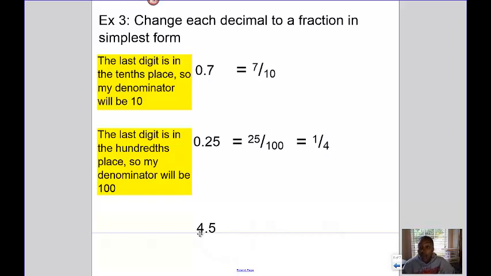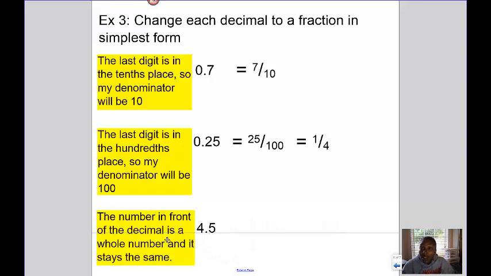Sometimes you will have a number in front of and behind the decimal. In that situation, that means you're actually going to have a mixed number. So the number that's in front of the decimal is going to remain the same, and it's going to be the whole number. And then the number that's behind the decimal is going to be my fraction. So now I'm going to have a mixed number, a whole number and a fraction.